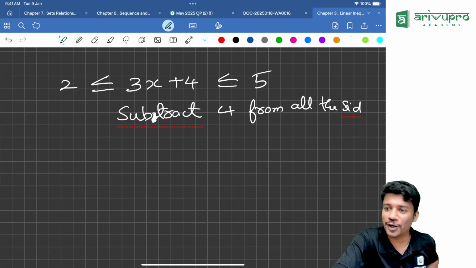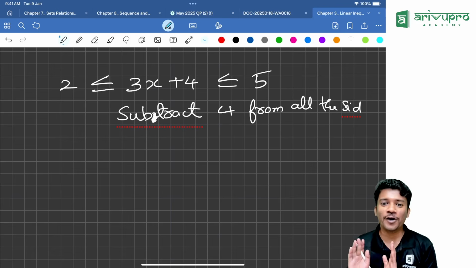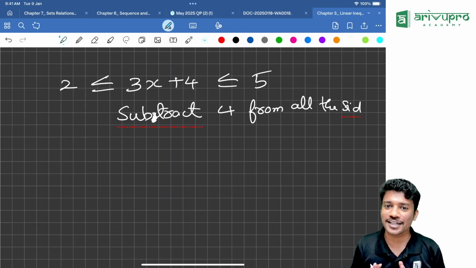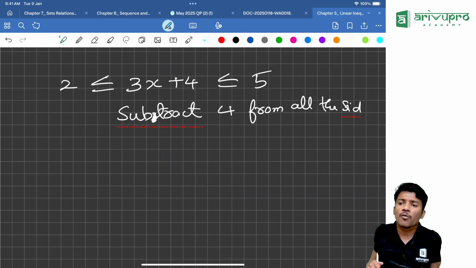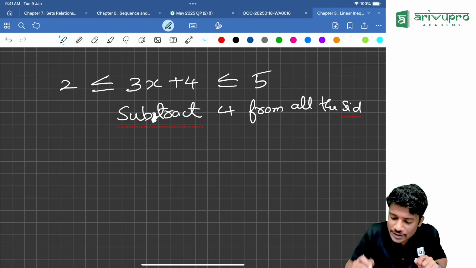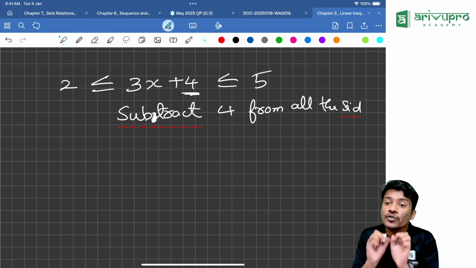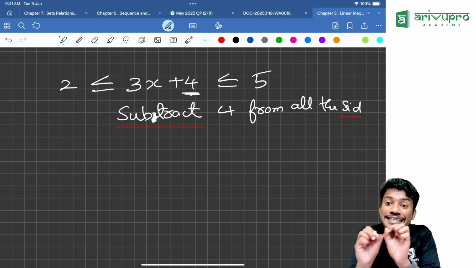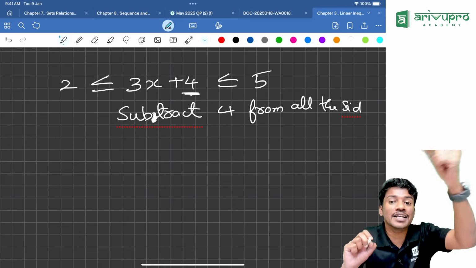Now, what is the thing we are doing? We are taking 4, we are going to reduce from all the sides. Why are we doing that? Because there is a constant plus 4 which is present along with 3x plus 4. First we will reduce that.